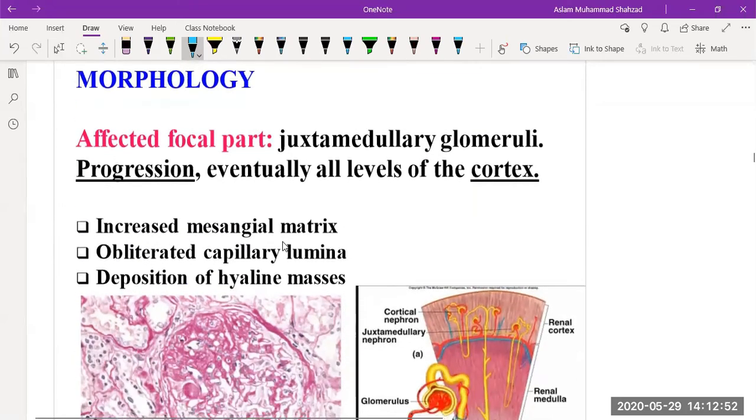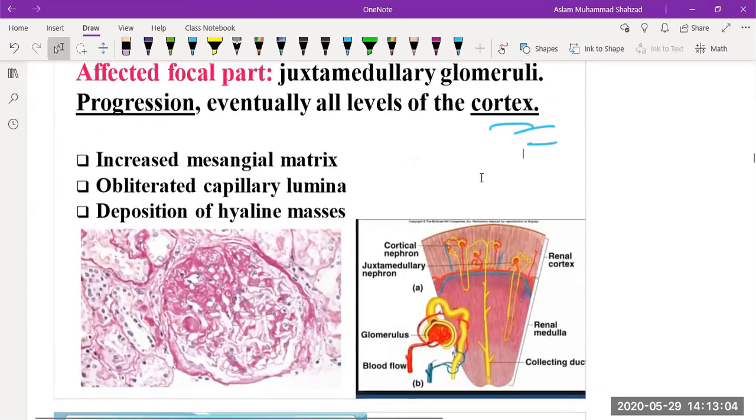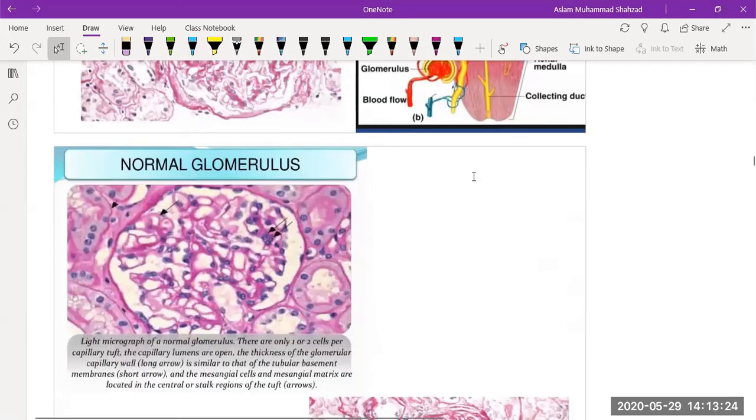Morphology: the affected part is usually the juxtamedullary glomeruli, and later on it eventually affects all levels of the cortex. So the site of action is the cortex, with increased mesangial matrix, obliterated capillary lumina, and deposition of hyaline masses. I already discussed why the matrix increases: because of the lipid deposit. Why are the capillary lumina obliterated? Because of obstruction by the lipid droplets. Then deposition of the hyaline mass is the key characteristic.